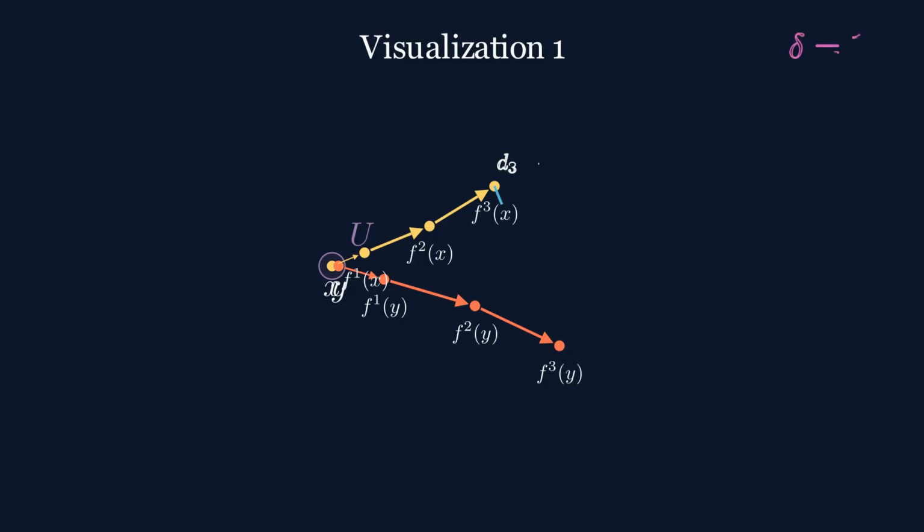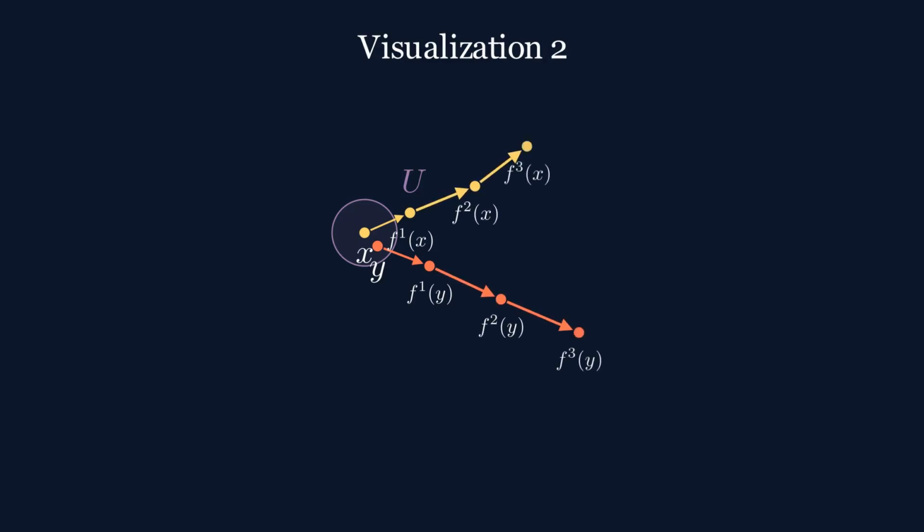To visualize this, consider two nearby points, x and y, both lying within a small neighborhood u. As we apply the map f, their images f of x and f of y begin to diverge. Regardless of how close x and y initially are, sensitivity guarantees that their trajectories will eventually separate by at least delta. Iterating further, after 1, 2, and 3 applications of f, the separation grows.